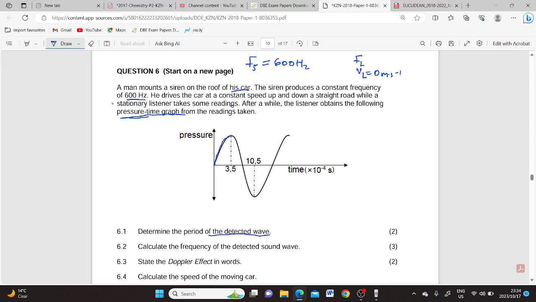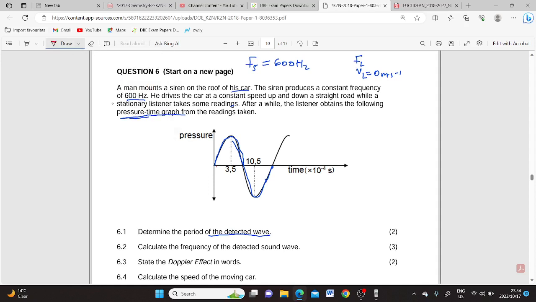It has the trough and the crest, and then they are like this. Now it's a complete wave.